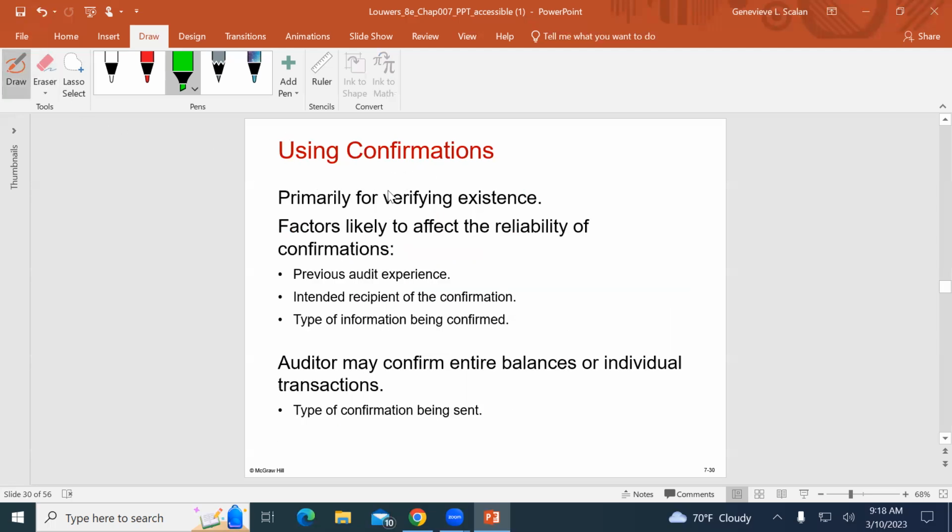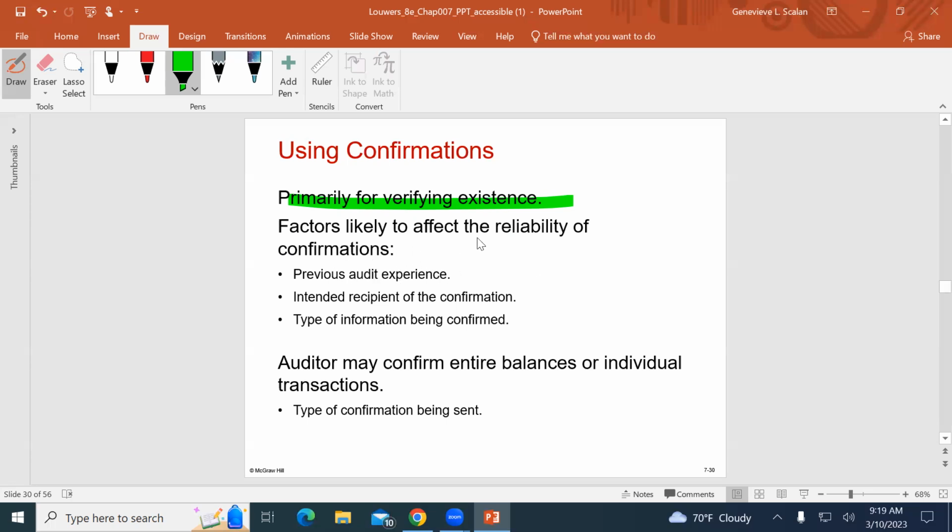The main substantive test of details for accounts receivable is confirmations. You're verifying existence. So you really are supposed to do some confirmation. Basically, you pull a sample of the accounts receivable from the subledger, right? So you have 50 customer receivables, and you're going to actually contact those 50 customers and say, hey, confirm this account receivable balance. My client says you owe them this much money. Is that true?